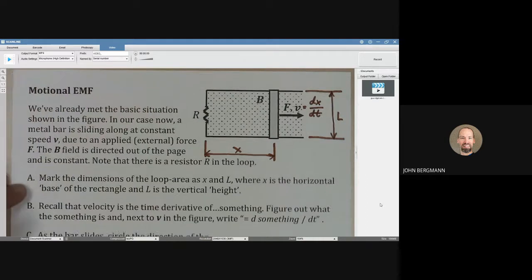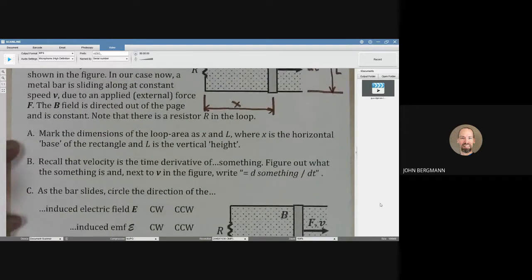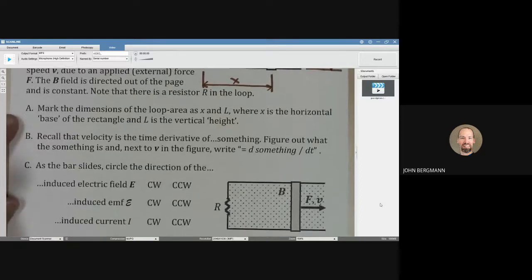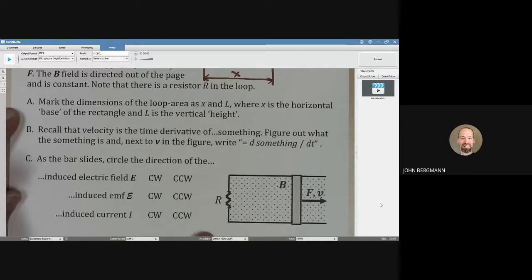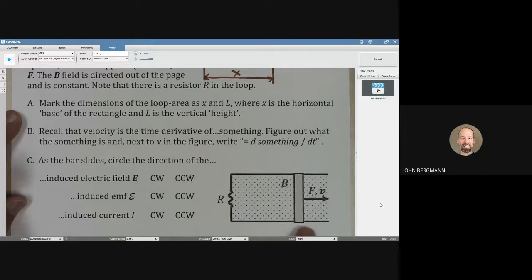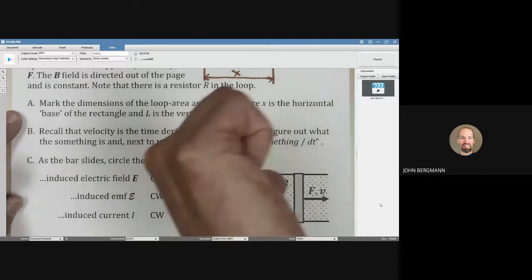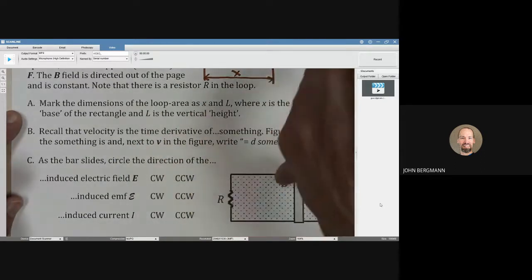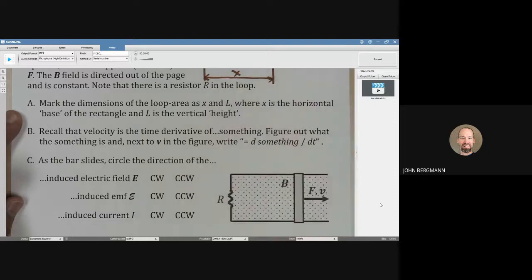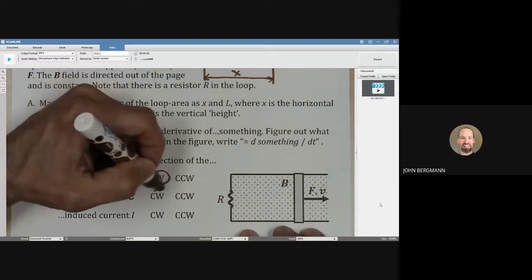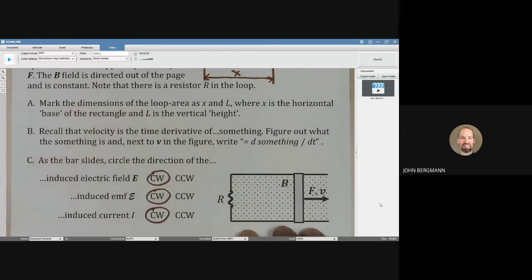So we've got that. As the bar slides, circle the direction of the induced electric field, induced EMF, and the induced current. So the bar is sliding this way, which says what? The flux is directed out of the page. As it slides to the right, there will be more flux out of the page. And according to Lenz's law, we don't like change. I don't like that increase in flux. So I'm going to use my right thumb to fight that change towards me with my thumb pointed down, which means that all the induced things are going to be directed clockwise.